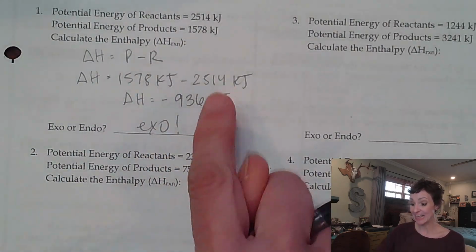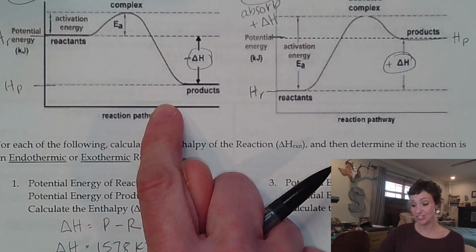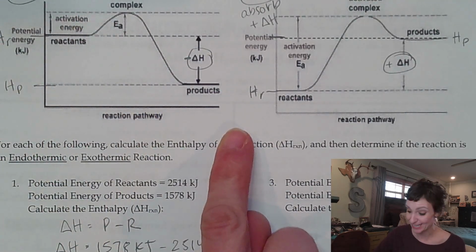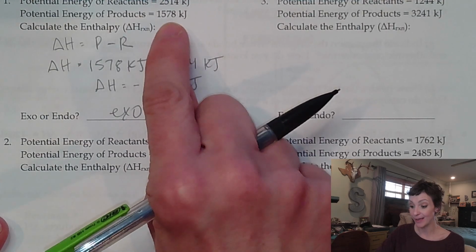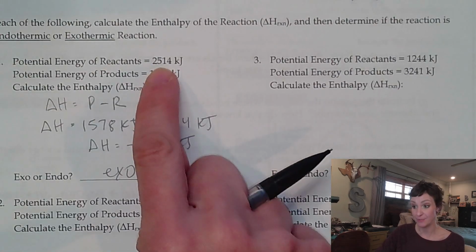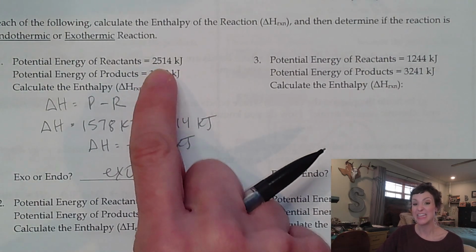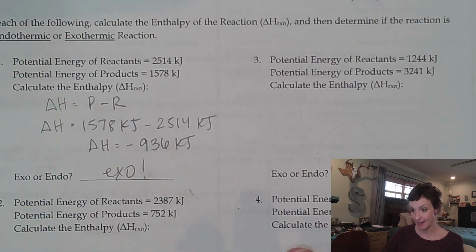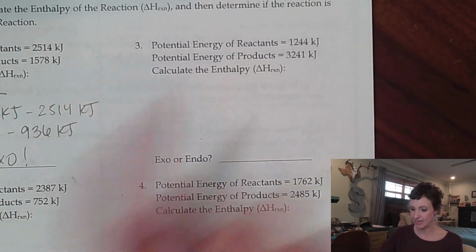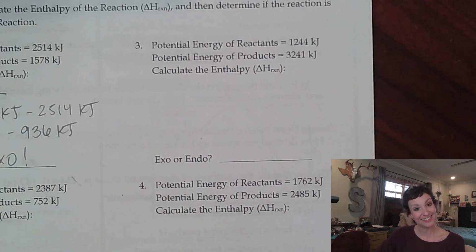Okay, that means that potential energy diagram would look like the exciting slide, because I noticed that my products are lower energy than my reactants, which means the slide down is going to be much, much longer than the initial ladder up. So that's the exciting slide. Okay, let's do this one over here. So, calculate the delta H.